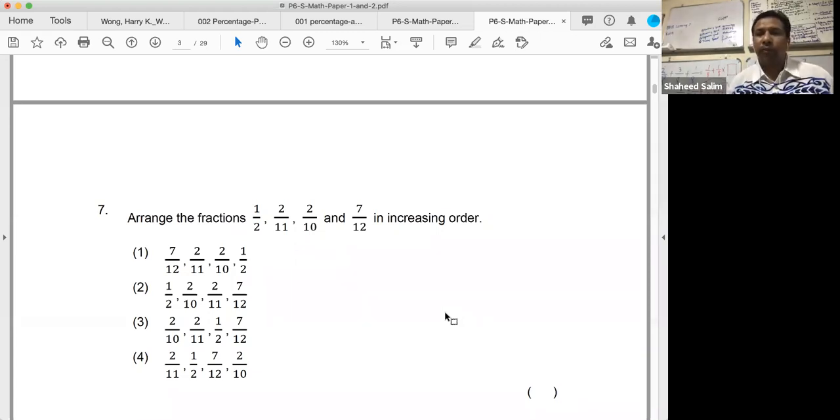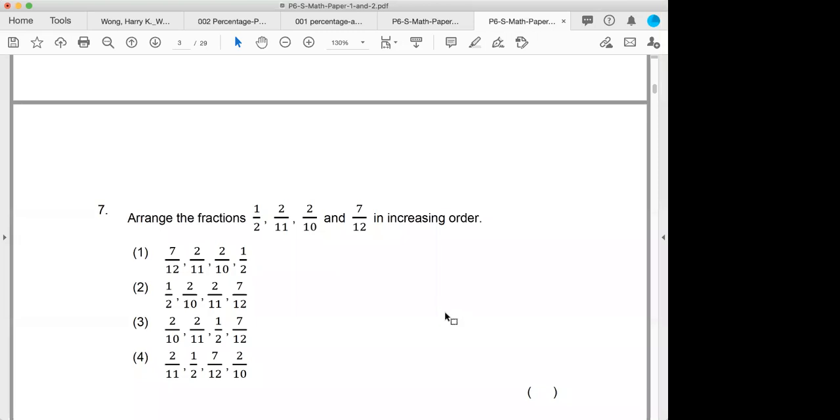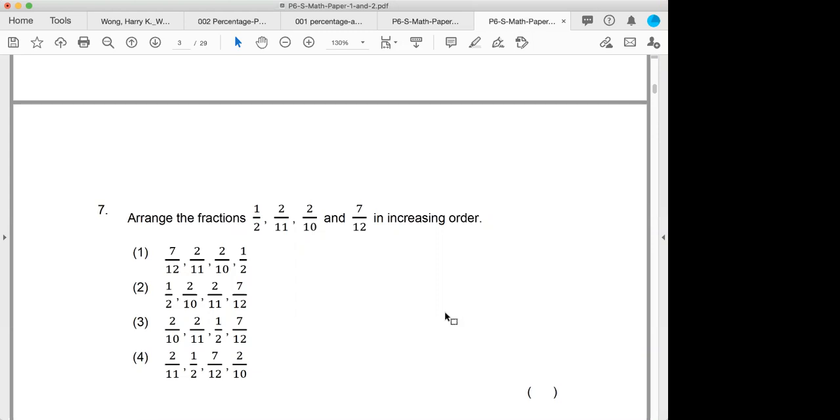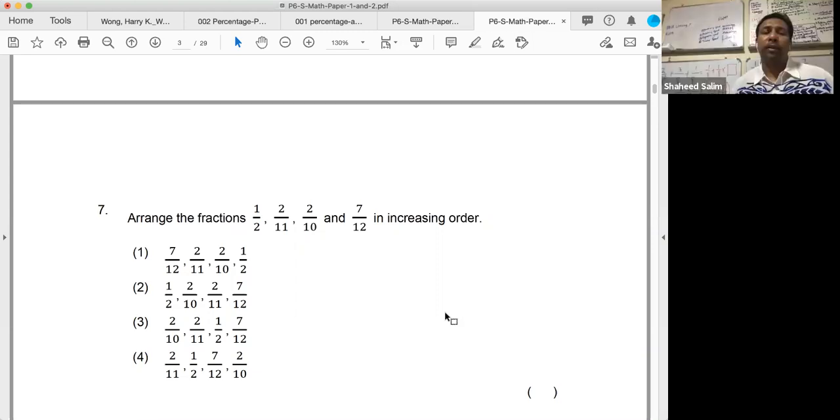Shafika, can you change half to a denominator of 10? How much is it? You can change the denominator, right? You have to change. Okay, you change the denominator, how much do you get? Half is how many over 10? 5 over 10. How come 5 over 10 is small? 5 over 10 cannot be smaller than 2 over 10.